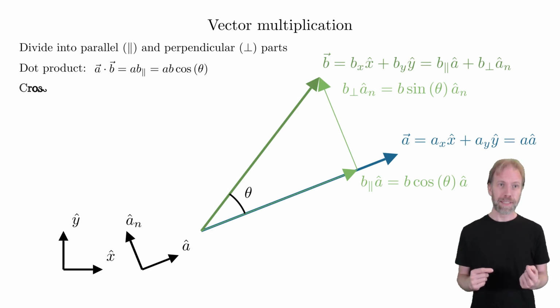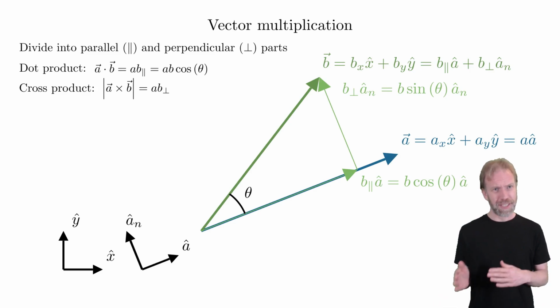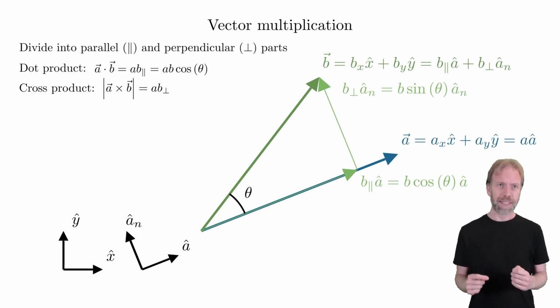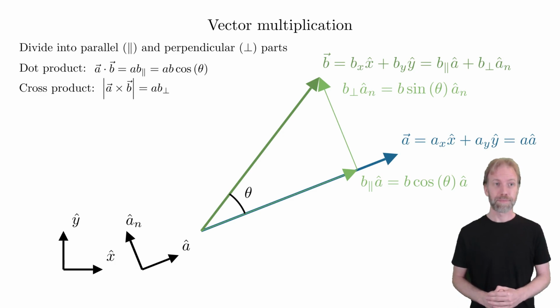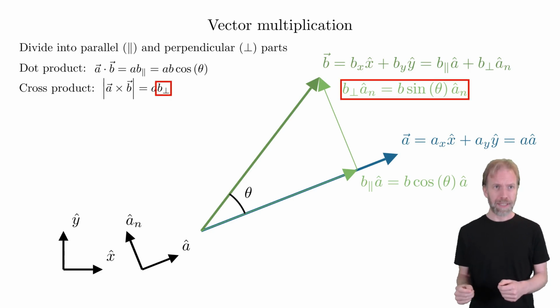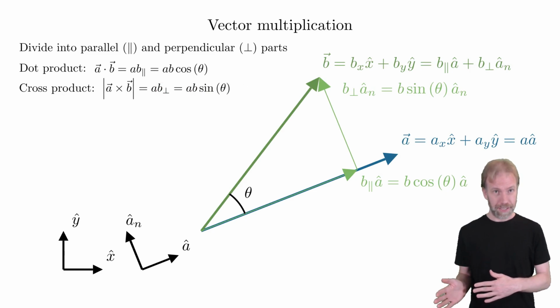The other operation is to multiply with the perpendicular component, which we will call the cross product. The cross product will be a vector, which I will talk more about in the next video. Here, we use that the length of the cross product is a times the perpendicular part of b. If we insert the expression for the perpendicular part of b, we get that the length of the cross product is ab times sine theta.